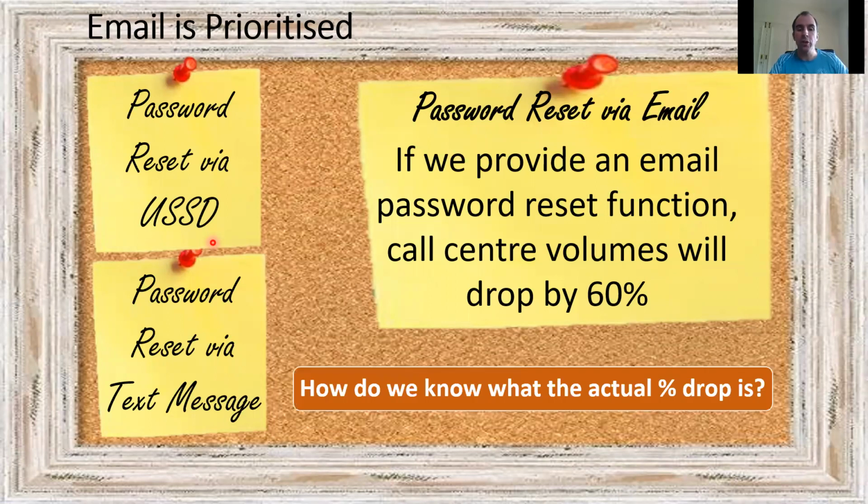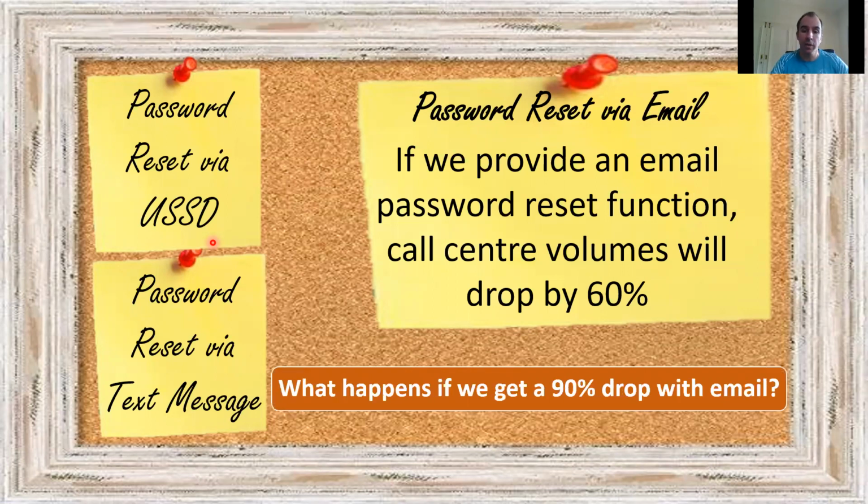Okay, so how do we know what the actual percentage drop is? Once we've released it into production, we can then observe the results on our call center logs, and hopefully we get that reduction. So let's just say we thought we were going to get 60%, and we got 90%. Fantastic. What happens to our backlog?